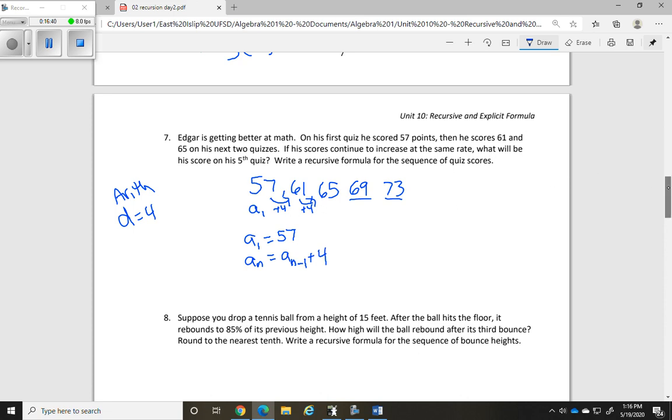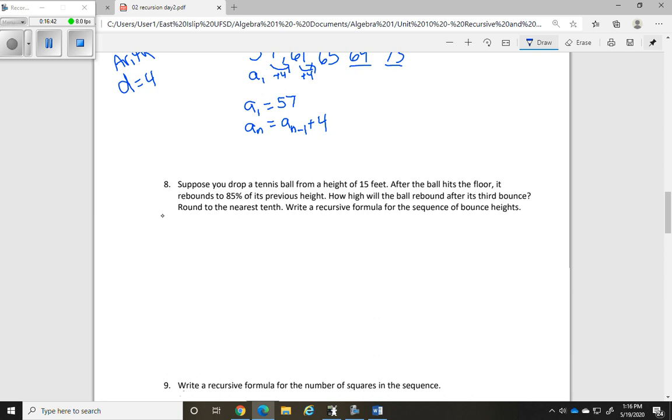Number 8, suppose you drop a tennis ball from a height of 15 feet. After the ball hits the floor, it rebounds to 85% of its previous height. How high will the ball rebound after its third bounce? So the tricky part here is that the starting height of 15 feet is not the first term, it's like the 0 term, because it hasn't bounced yet.